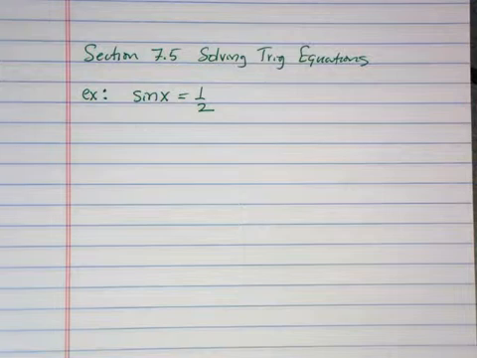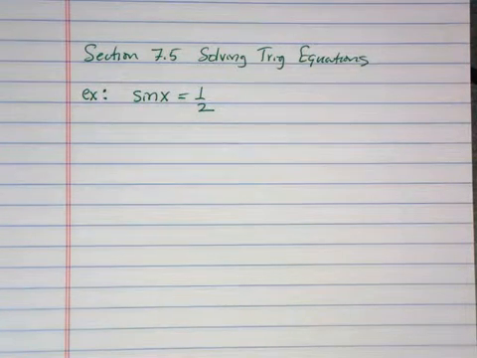What happens if I take pi over 6 and I add 2 pi? I get the next answer, don't I? So if I know pi over 6 is one answer, to get another answer I can add 2 pi. And then to get another answer I could add 2 pi again. I can keep doing that.